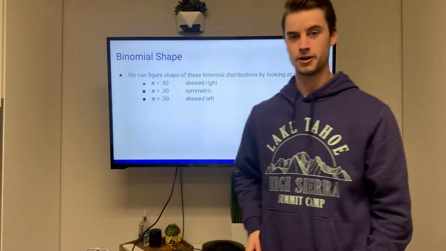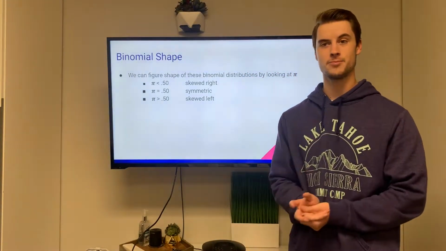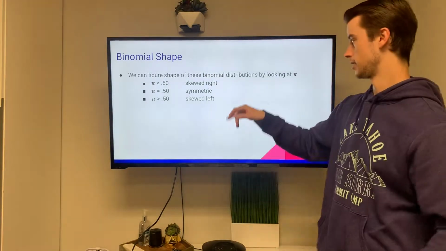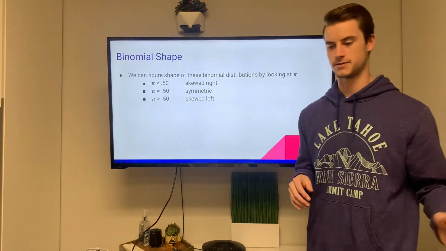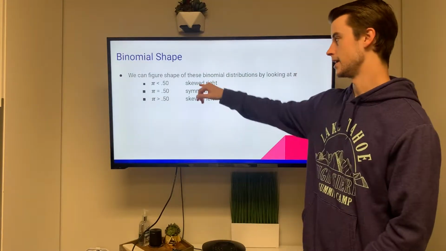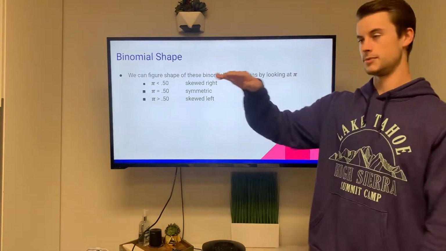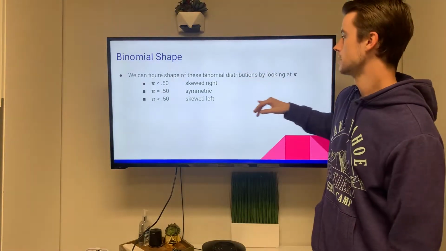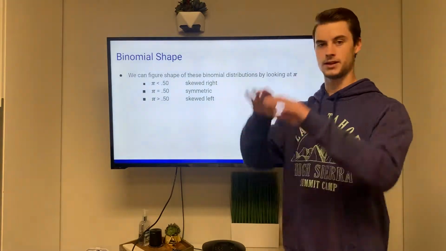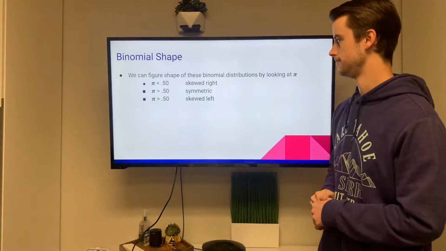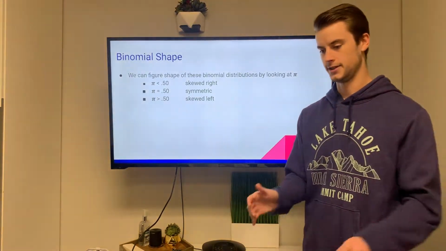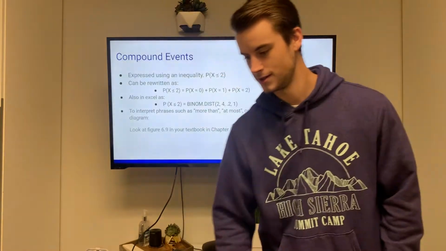Again, we can use binomial probabilities to classify the shape of the data, and we do that by looking at the value of pi, the chance of success, okay? If the chance of success is less than 0.5, it's skewed right, that means it has a right tail. If it is equal to 0.5, it's symmetric, we have that nice little bell-shaped curve. And if it's greater than 0.5, it's skewed left, okay? It's good to know. I just thought it was interesting, okay?